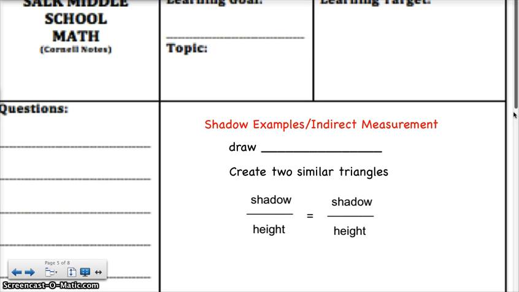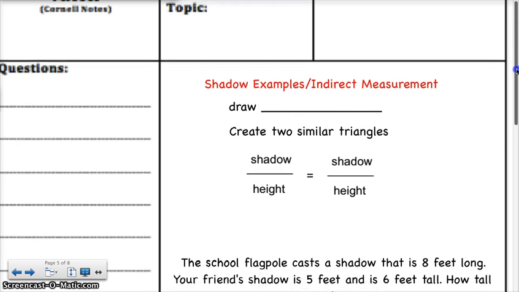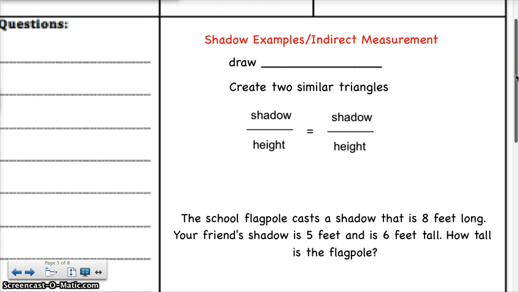Shadows, indirect measurements. What we do is draw a picture. It's one of my favorite units. When I have students draw little doodles, it's so fun for me to see how you guys do. And you create 2 similar triangles. This is a possibility, not the only right answer.